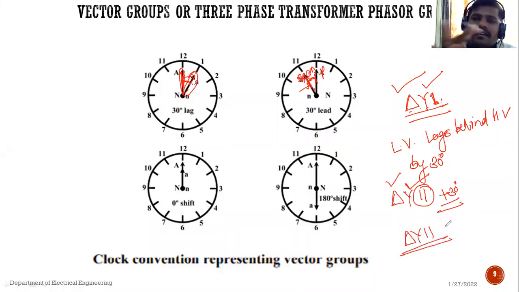So these are the some possible combination or some of the possible connection. It can be understood by using a clock method. Clock method वरून आपण काय केले? Understand केले. Okay.